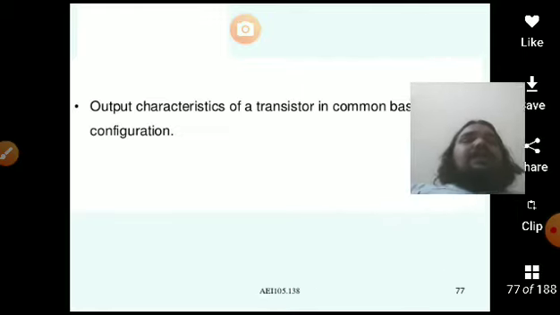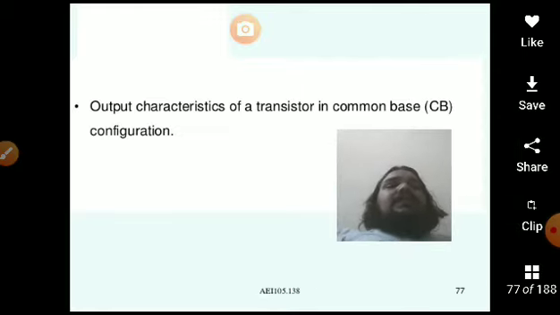Next topic will be the common collector transistor, in the next class.